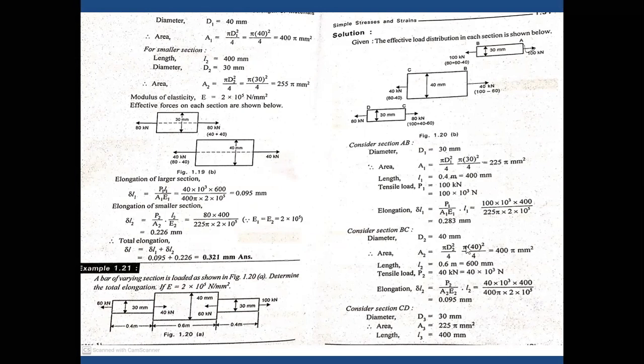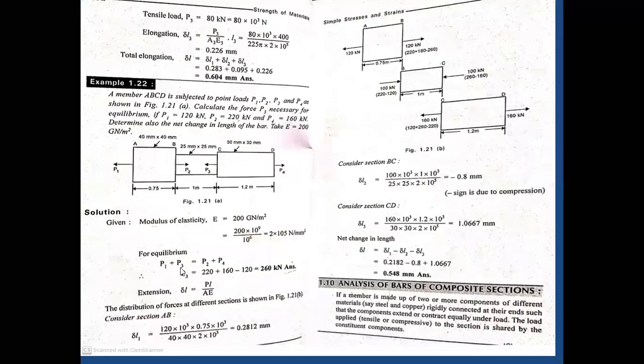Tensile load as given in the data, elongation will be P by AE into L, so it's nothing but PL by AE. In this problem the L value is just mentioned separately, not an issue. So for every delta L, the formula is PL by AE. Finally we need to calculate the summation of these three elongations, delta L1 plus delta L2 plus delta L3. The final value will be 0.604 mm.